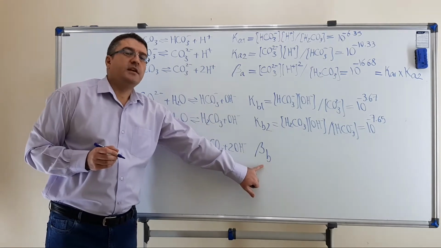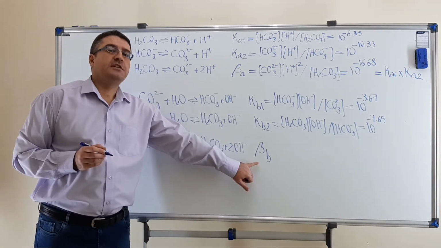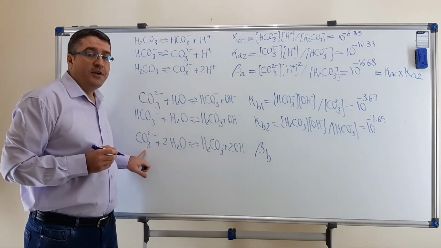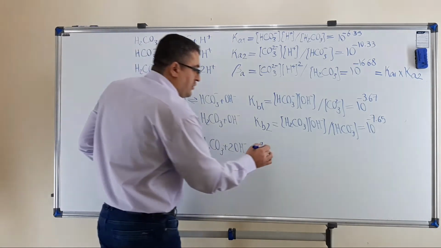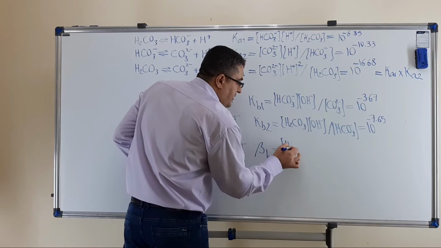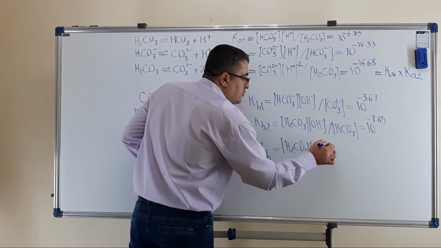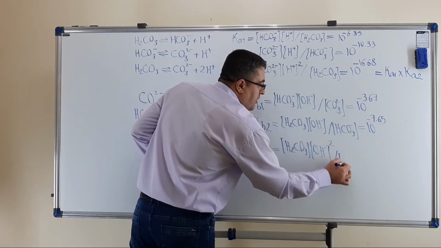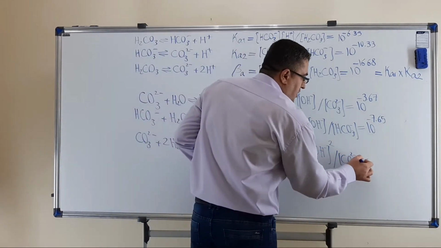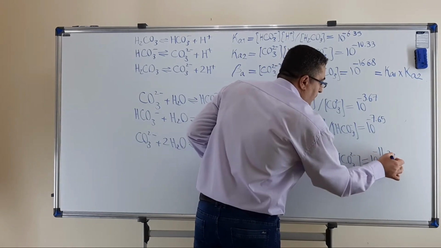Beta B, the cumulative basicity constant, the cumulative base dissociation constant, the cumulative base ionization constant of the diprotic carbonate anion in aqueous solutions, in terms of equilibrium concentrations, is equal to the equilibrium concentration of carbonic acid times the equilibrium concentration of hydroxide anion to the power of 2 over the equilibrium concentration of carbonate anion. It is equal to 10 to the power of minus 11.32.